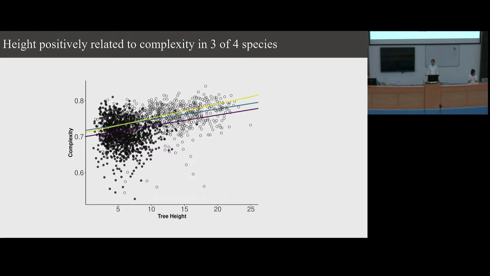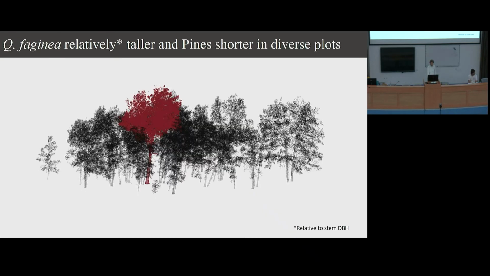So trees get taller and bigger. We use tree height as a proxy of size in forest ecology. There's more complexity, but not for one of the species. So for the deciduous species, that relationship was not there. And this is accounting for plot effects and so on within the model, so differences between the plots.